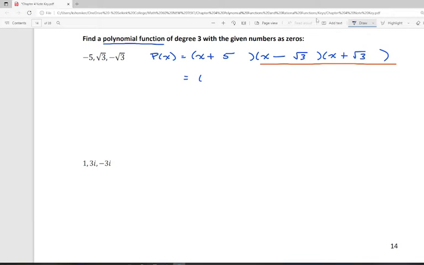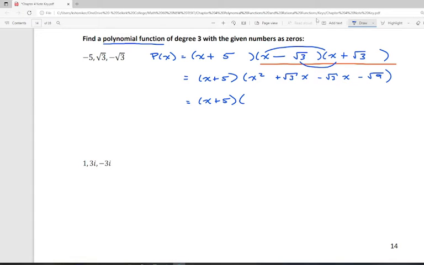So I'm going to put this as x plus 5, and then I'm going to FOIL these two brackets. So I'm going to distribute. So I'm going to take this x and multiply it by x. I get x squared. I'm going to take the x and multiply it by root 3, so I get root 3x. And then I'm going to take the minus root 3 and multiply it through. I get negative root 3x. And then I get negative root 3 times positive root 3 is negative root 9. And now I'm going to simplify before I start multiplying again. So I'm going to still have this x plus 5.